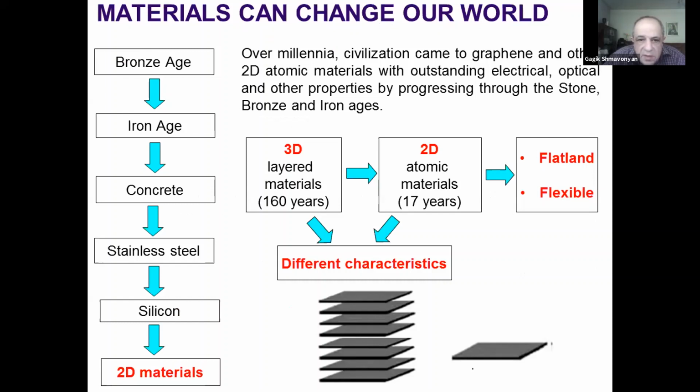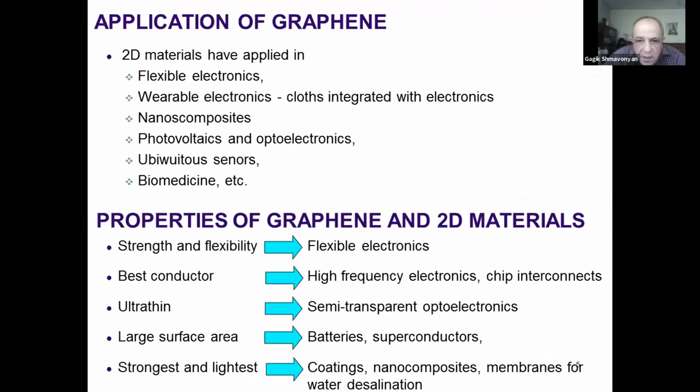Now is the age of transition from three-dimensional materials to the atomic materials, which means that we go to flatland and flexibility, and the characteristics of our materials are changing drastically. Let's stop on the properties of graphene and two-dimensional materials, which are very strong and flexible, which allows us to have flexible electronics.